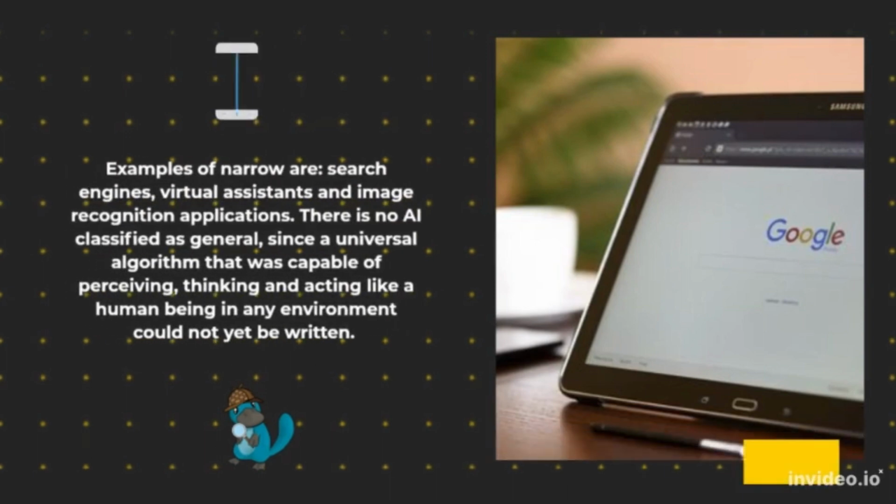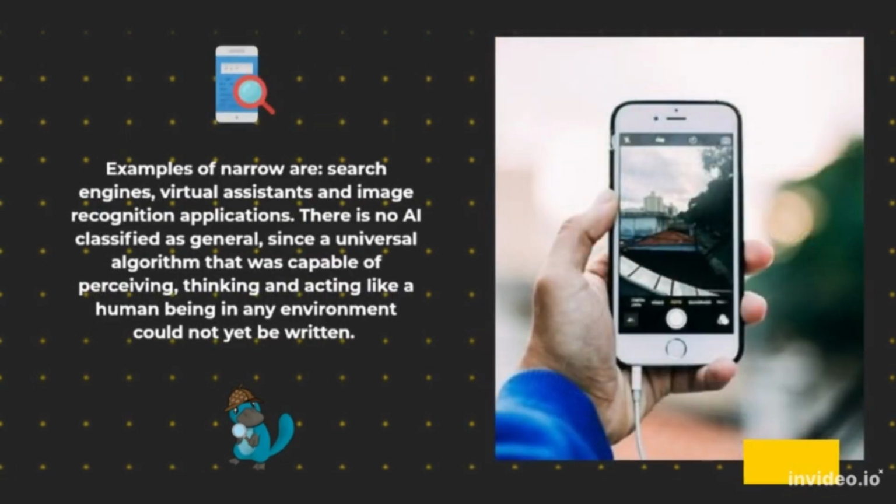There is no AI classified as general, since a universal algorithm that was capable of perceiving, thinking, and acting like a human being in any environment could not yet be written.